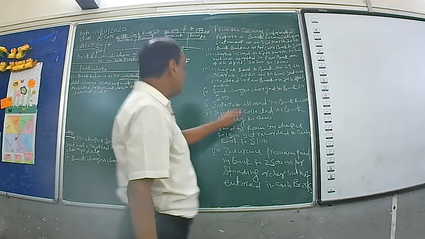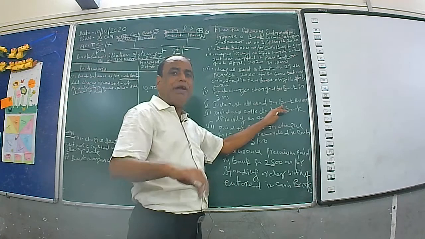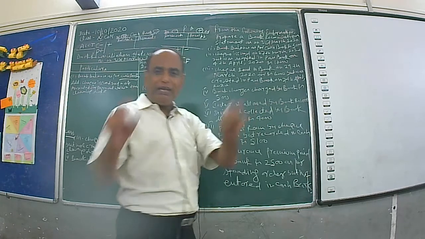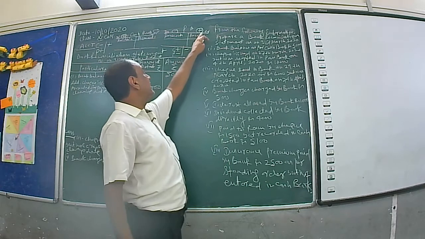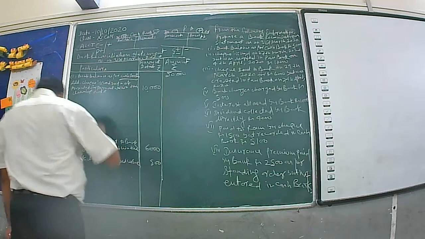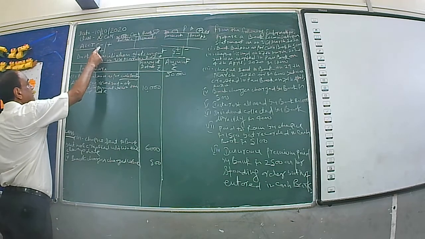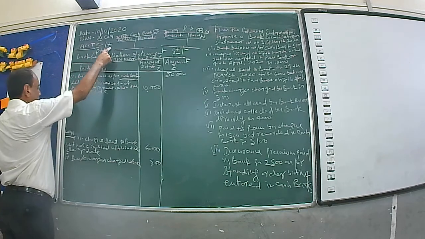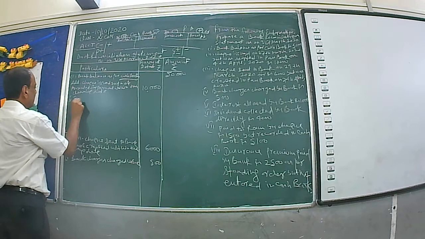Next, interest allowed by bank means interest given by bank. It means the bank will credit your passbook, in the credit side. P is in a plus position, C is in a minus position. Therefore, it will be plus. So number 5, interest allowed by bank.